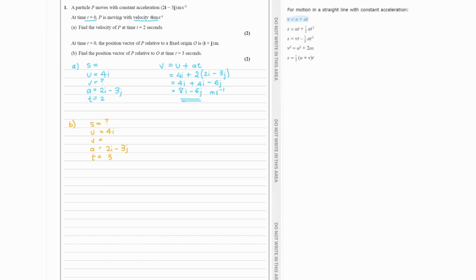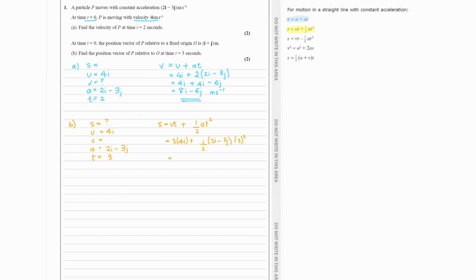So if we look at the formula that links s, u, a, and t, it is the second formula that we can use. So if we write s is equal to ut plus a half at squared, we can substitute u for 4i, and that's multiplied by the time, which is 3, and then plus a half a, which is 2i minus 3j, and t squared, which will be 3 squared.